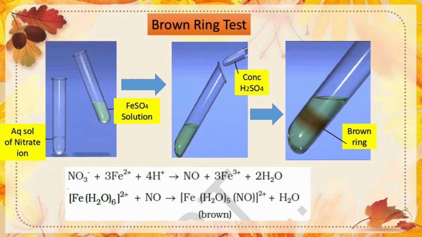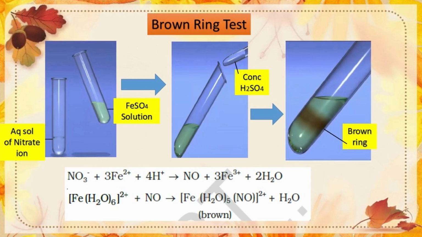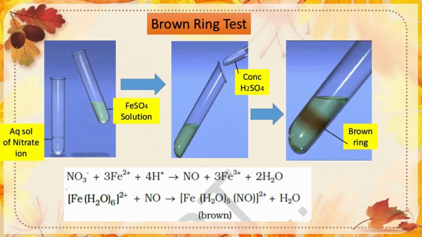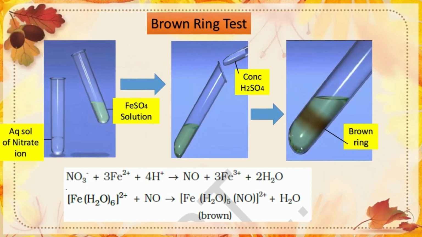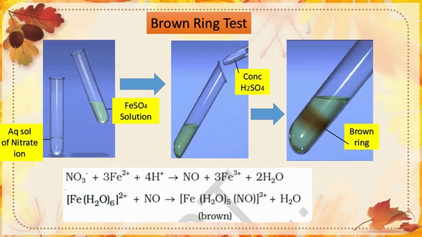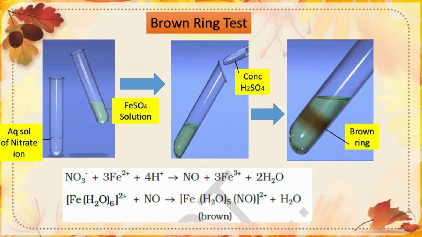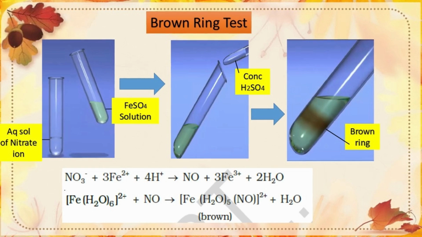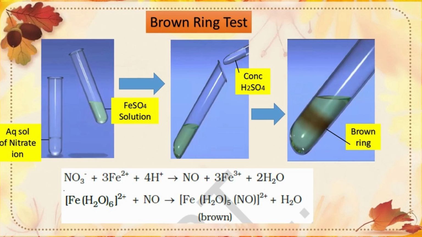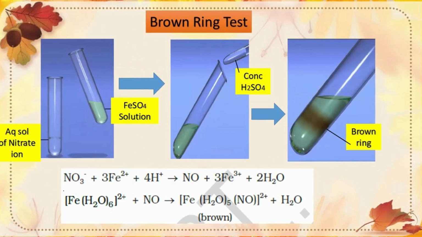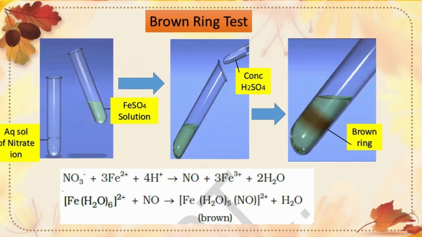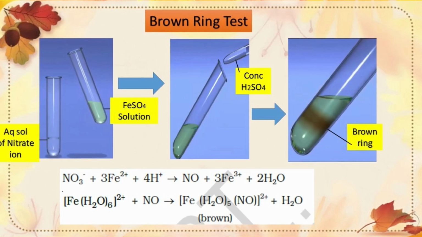Then we will take concentrated sulfuric acid and add it along the walls of the test tube. If a brown ring is formed at the junction of the two layers, we confirm the presence of nitrate ion. Now let's study the chemistry behind this brown ring test. This is important from the viva examination point of view as well as the theory examination point of view.